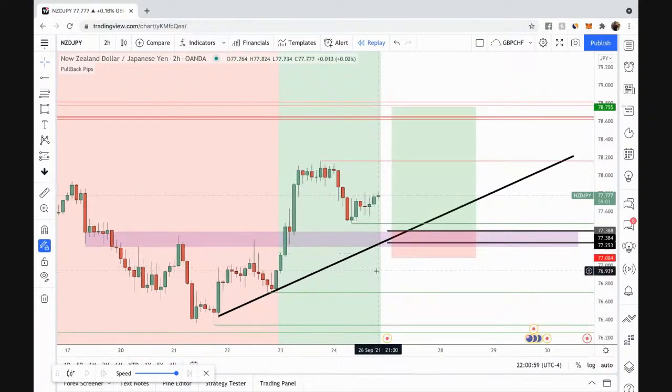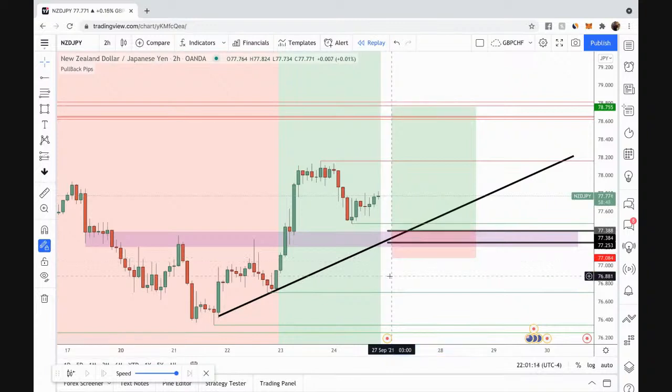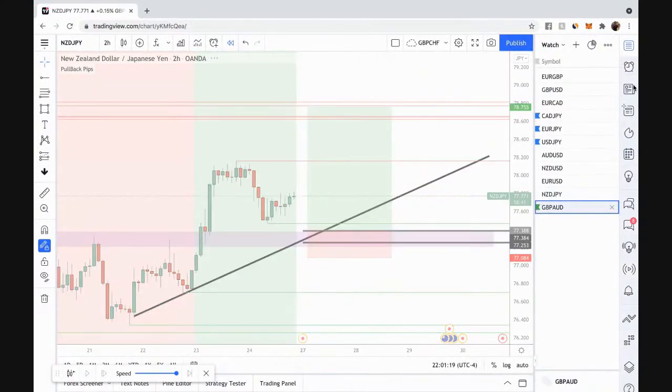Definitely looks good. Looks very beautiful, especially seeing how this rejection should be supportive. As long as it's supportive, it has no business coming down here. So you can do a nice 30 pip stop loss and take that market to the upside, right? Now with that, let's review GBP AUD.